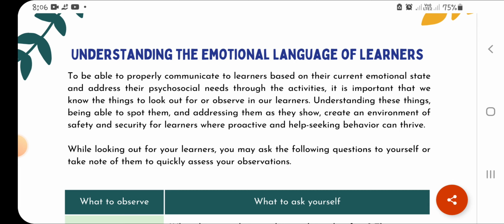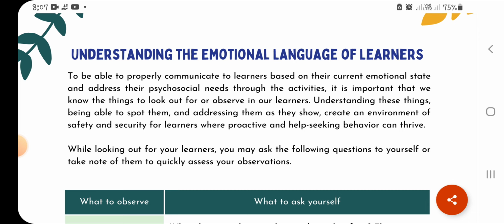And likewise, it is also important for us, dear teachers, to know the emotional language of our learners. That's for us, of course, to be able to properly communicate to our learners, based on their current emotional state and address their psychosocial needs through the activities. So therefore, it is important that we know the things to look out for or observe in our learners. Understanding these things, being able to spot them, and addressing them as they show, create an environment of safety and security for learners where proactive and help-seeking behavior can thrive.